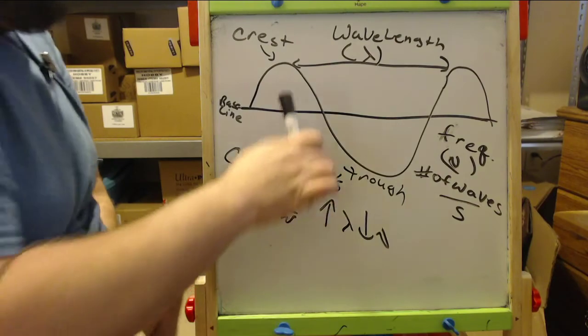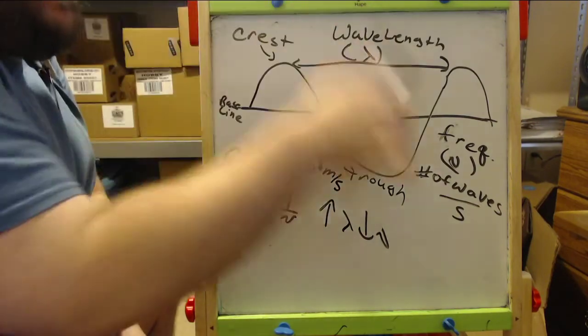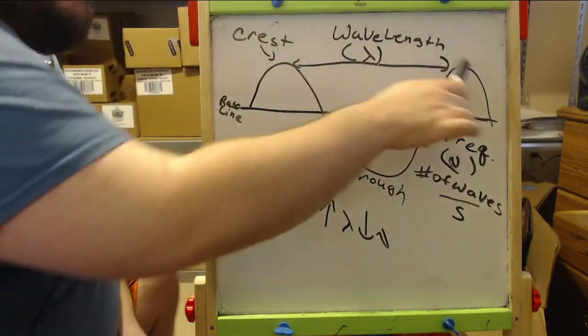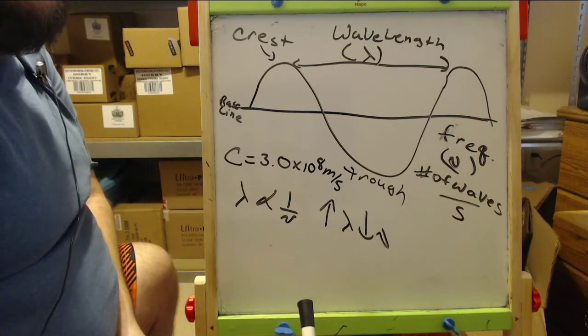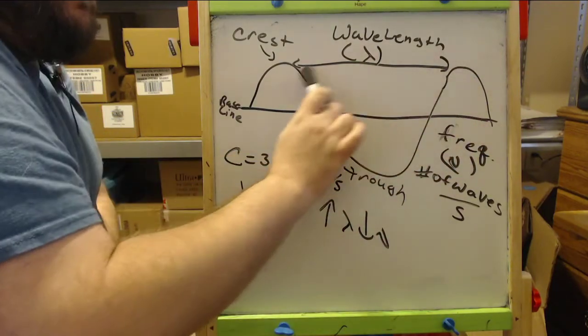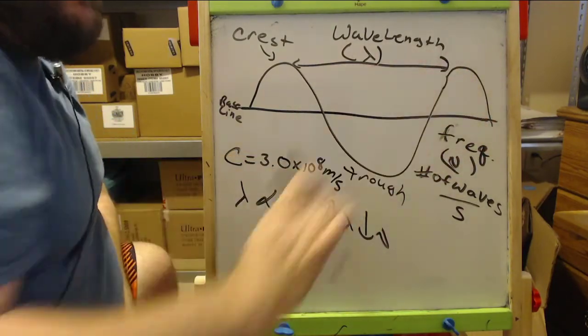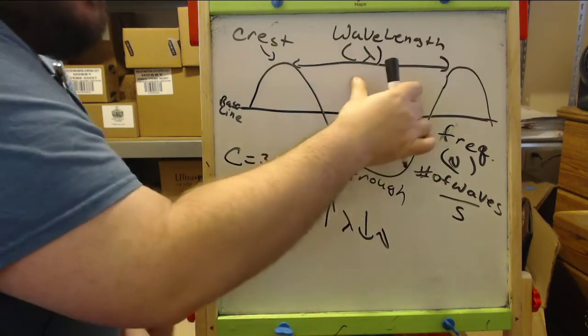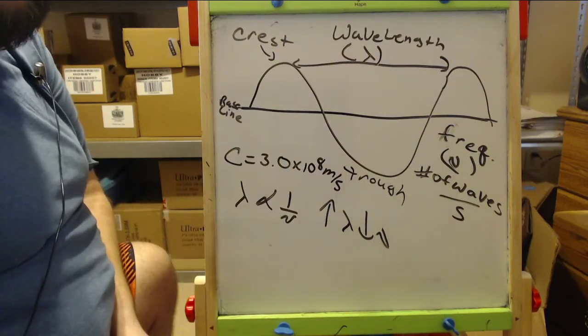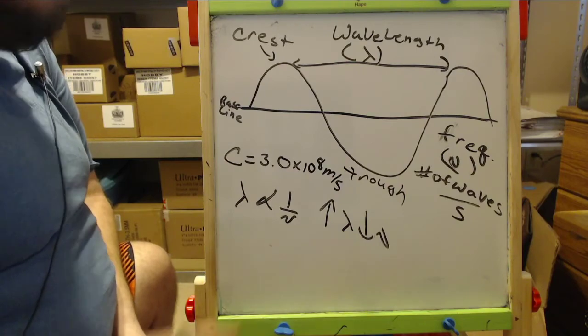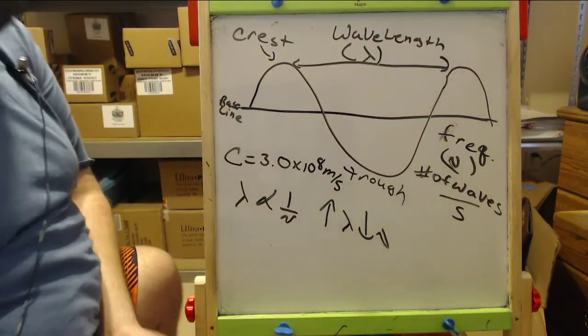And it makes sense if you think about it. If I'm counting frequency, how many waves pass in a given second, okay, and I'm counting these crests in a given second, the shorter the distance between the crests, the more I'm going to count. So the shorter the wavelength, the more waves I'm going to be able to count.